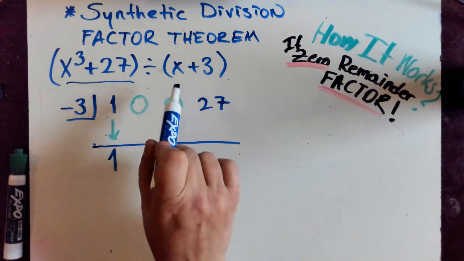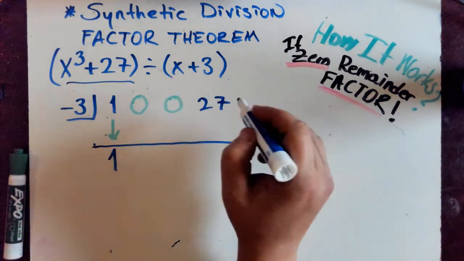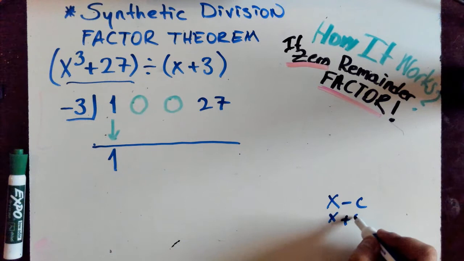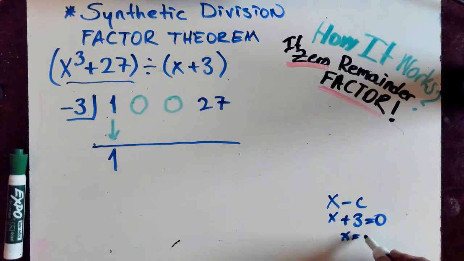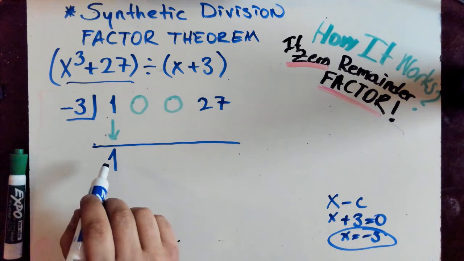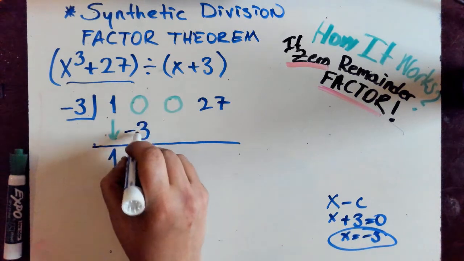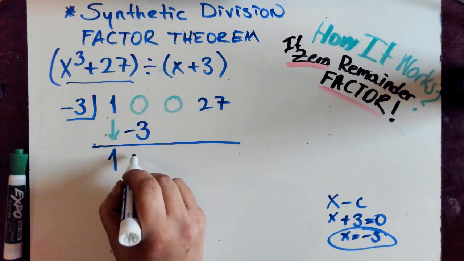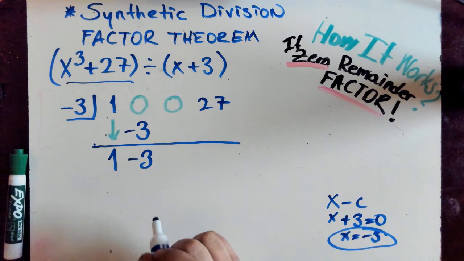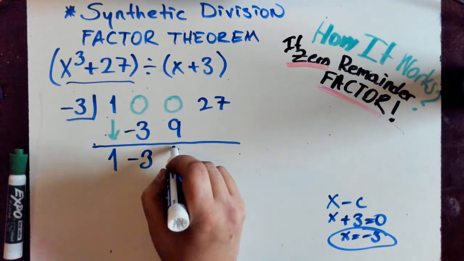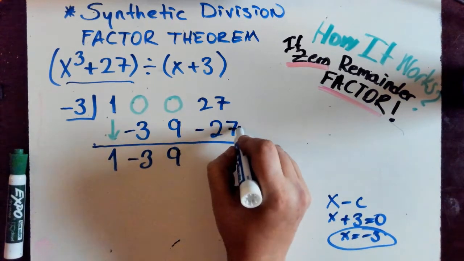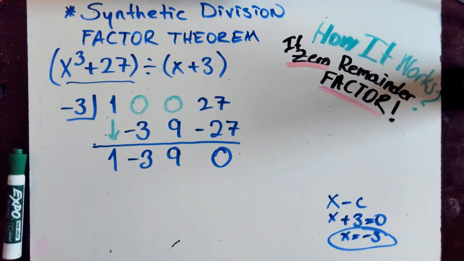But before that, look, I'm dividing by x plus 3. So the whole idea of this x minus c, I have x plus 3 equals 0, so my x equals negative 3. That's why I'm working with negative 3. So 1 times negative 3 is negative 3, plus 0, negative 3. Negative 3 times negative 3 is positive 9. 0 plus 9 is 9. And 9 times negative 3 is negative 27. And when you add, it is 0.